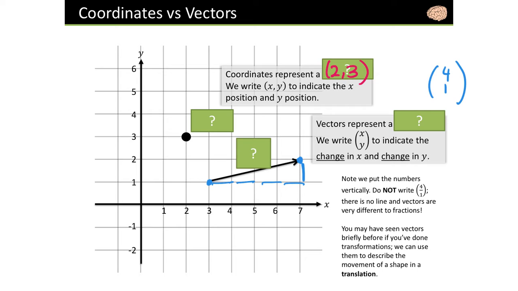Now, the magnitude is the length. So if we wanted to work out the length, have we just drawn a right angle triangle? Okay, so we can do 4 squared plus 1 squared and square root it. Yeah? So root 17 would be our magnitude, because that would be our length. Okay, so it's just a quick recap.